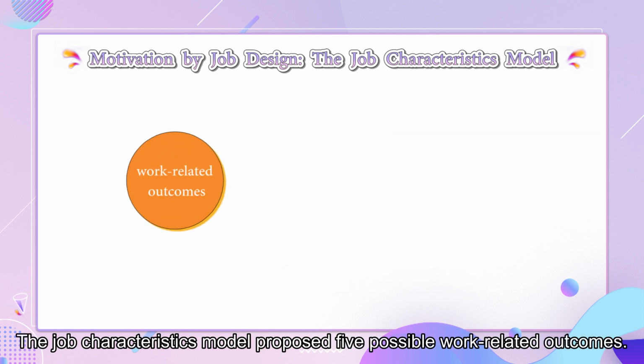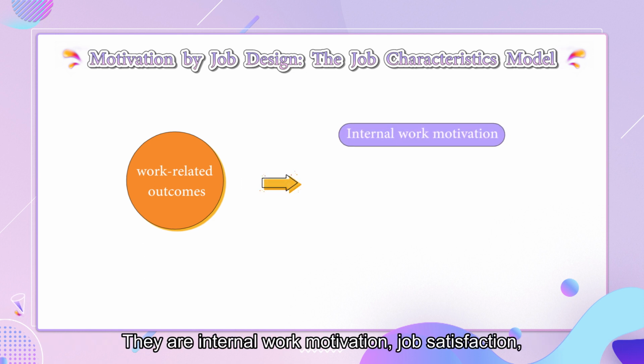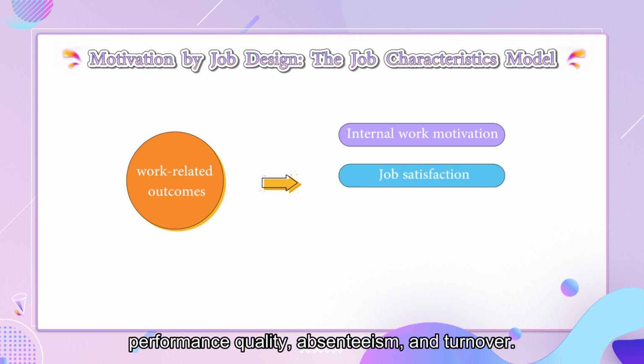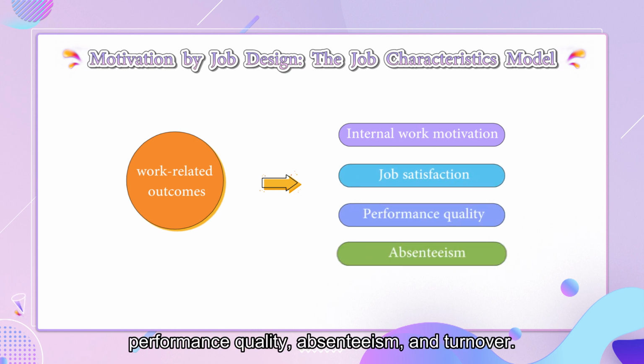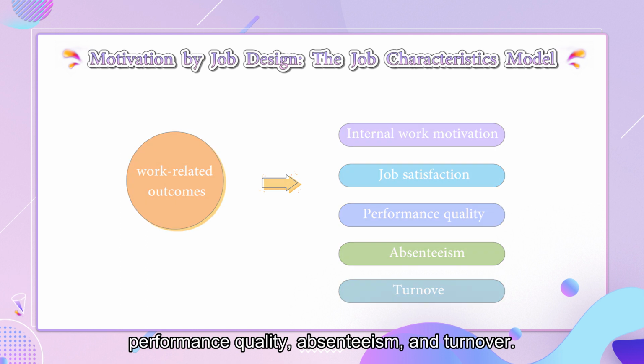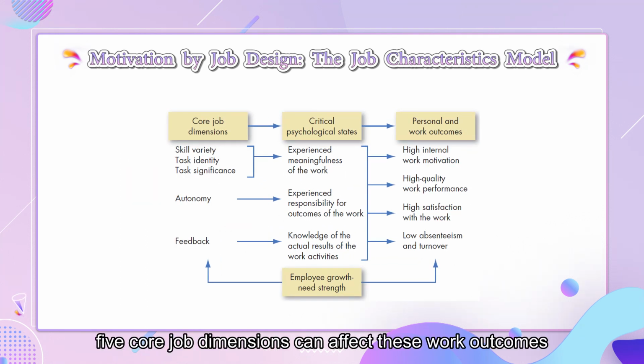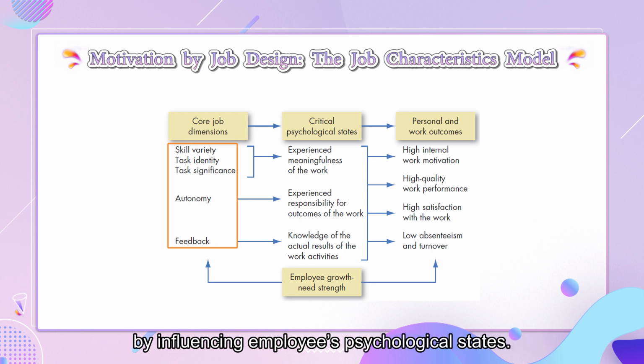The job characteristics model proposes 5 possible work-related outcomes. They are internal work motivation, job satisfaction, performance quality, absenteeism, and turnover. Based on this model, 5 core job dimensions can affect these work outcomes by influencing employees' psychological states.